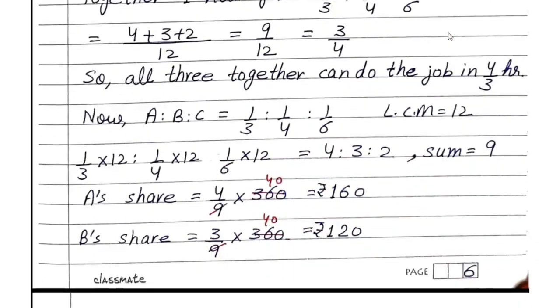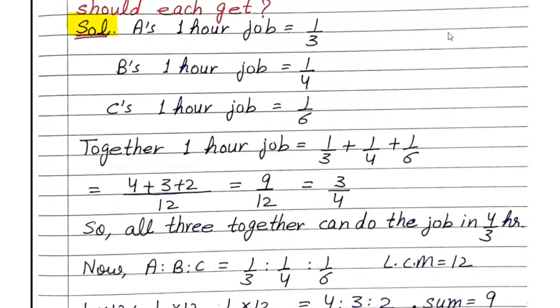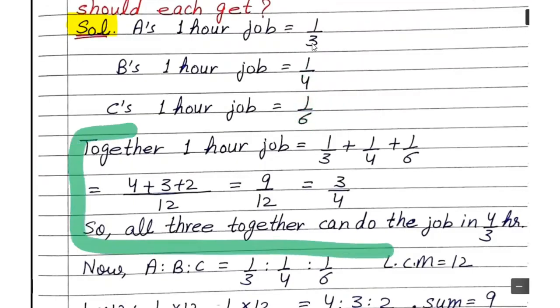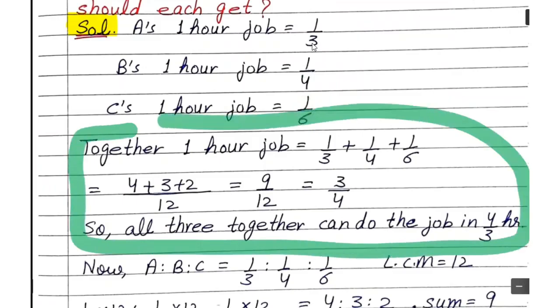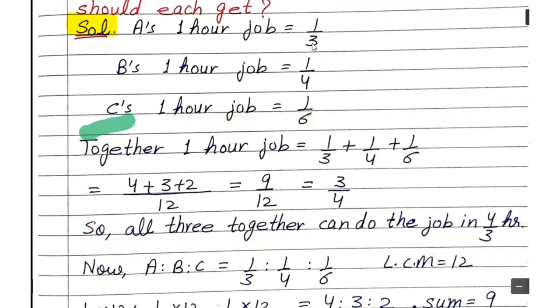Now children, here for all 3, A ratio, B ratio, C ratio is from here only, in the beginning, that is 1 upon 3, 1 upon 4 and 1 upon 6. Children, this together portion is not required in the question. Only if it is asked will you solve this part, right? This is just for your understanding that we have done.